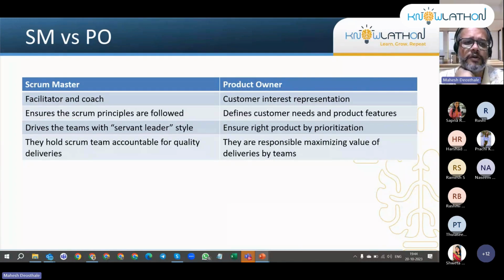So Scrum Master versus Product Owner. Scrum Master will facilitate and coach, whereas the Product Owner will represent the customer interest. Scrum Master will ensure the Scrum principles are followed, whereas the Product Owner will define the needs of the customer and what the product features need to be to satisfy those needs. Scrum Master will drive the team in the servant leadership style. Product owner will ensure the right product by prioritization. And Scrum Master will hold the Scrum team accountable for quality deliverables, whereas the product owner is responsible for maximizing value of deliverables.